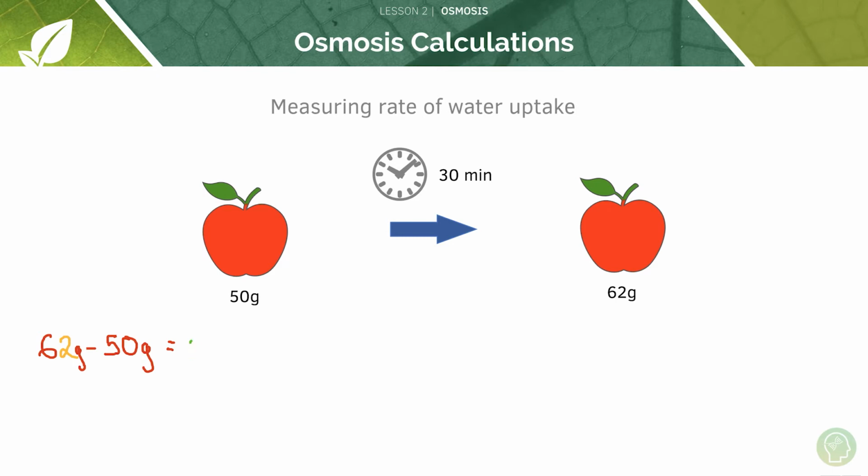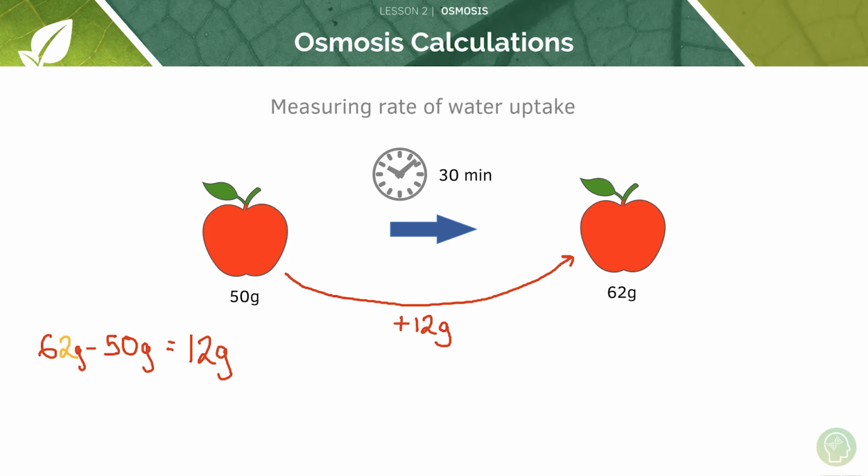So, oh dear, I keep changing colour. So 62 grams minus 50 grams is 12 grams. Yeah? So this is the change in mass over time. We're saying that is increasing by 12 grams in mass.